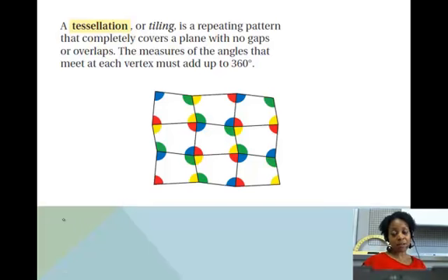One of the things we know about tessellations, or for any shape that will tessellate, is that all of the angles have to fit together perfectly so that there's no overlapping and no gaps. So all of the angles that meet at any vertex of a tessellation have to add up to 360 degrees so that they can tessellate properly.